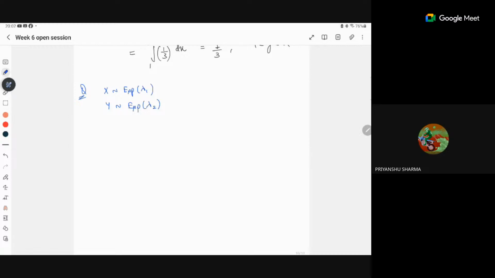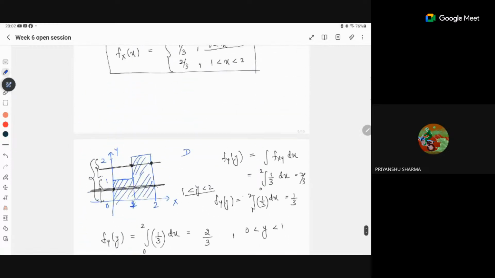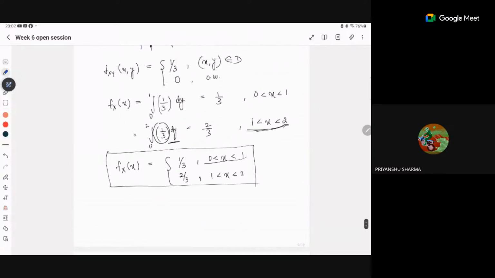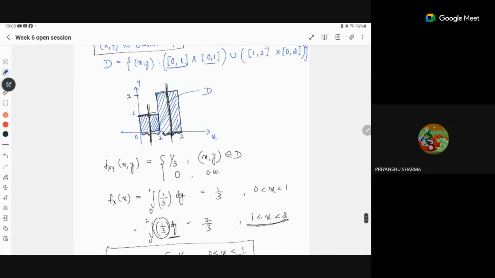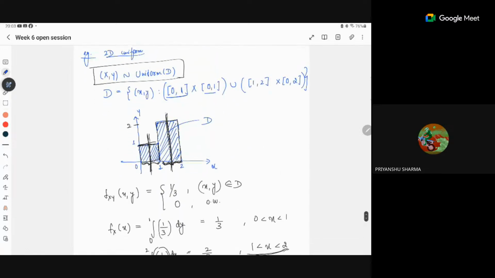Ma'am, for the above question, after we get this marginal, do we have to compare against the joint to see the independence, or do we stop there? No, I was just telling you how to calculate the marginal. Okay, ma'am. Thank you.